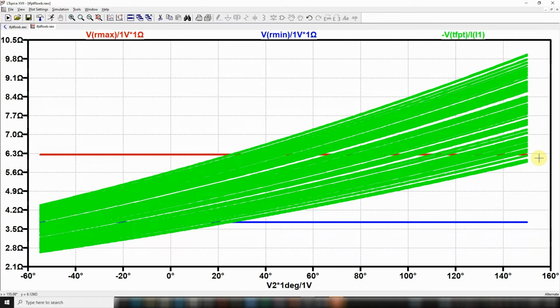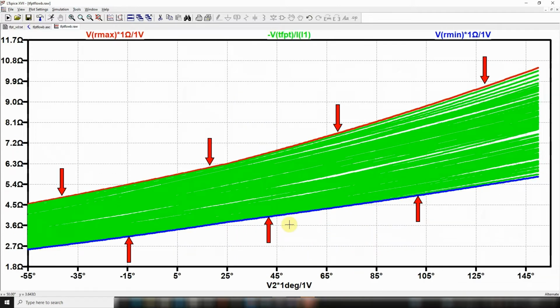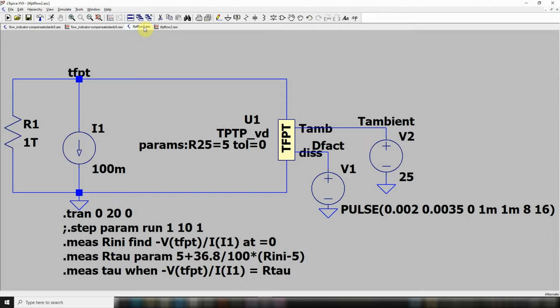We see that the R25 values are randomly scattered between the minimum and the maximum of the specification. The total RT curve tolerances are in fact fully reproduced throughout the whole temperature range. We can now test virtually the component in dissipation conditions.